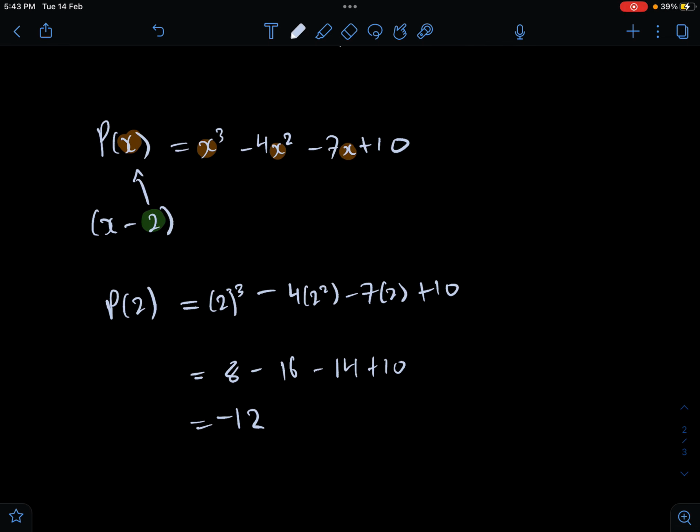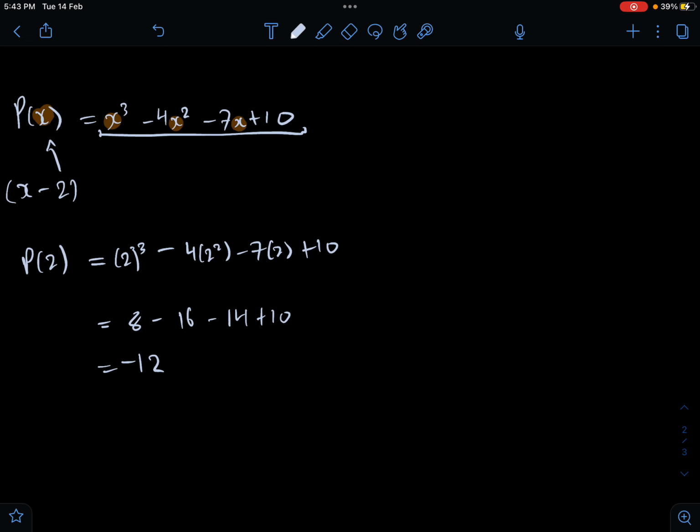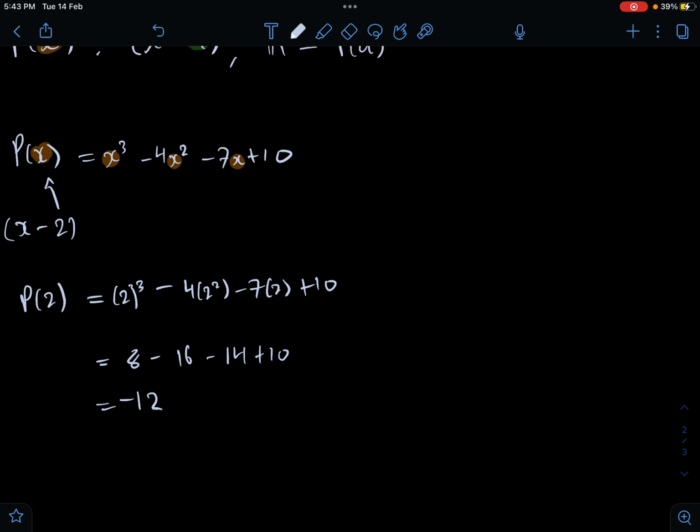So we know if we divide this term up here, p of x, by this term down here, x minus 2, we will have a remainder of negative 12. So why is this useful? Well, this is actually useful for, like I said earlier, double checking answers, and it's also useful for finding factors of large polynomials, because quadratics are easy enough to factorize, but if you're trying to factorize a bigger number, it can get a lot more tedious.